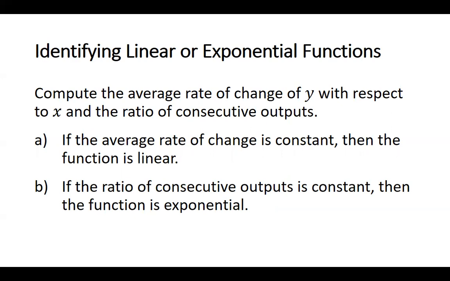If the ratio of consecutive outputs is constant, then the function is exponential. So if you look at the output of the first input and compare it to the output of the second input, if that ratio, f of x over f of x plus 1, or you can do it the other way, f of x plus 1 over f of x, that's how I tend to like to think about it, is constant, then you have an exponential function. If it doesn't match either of those things, it's not linear or exponential. It's got to be something else.